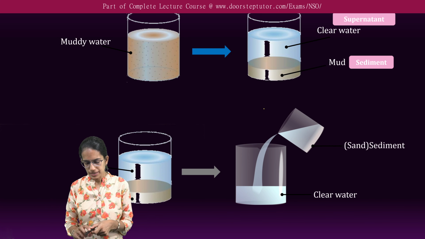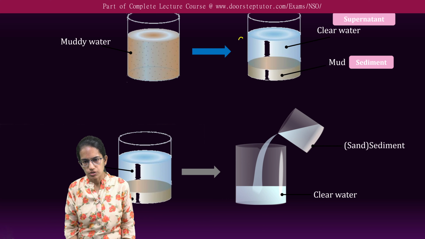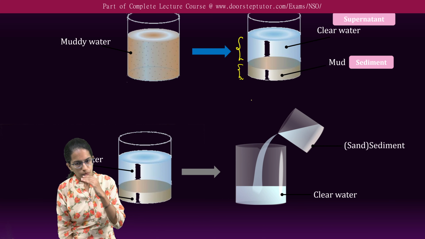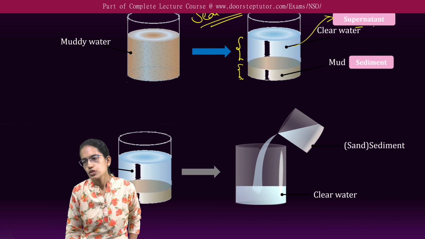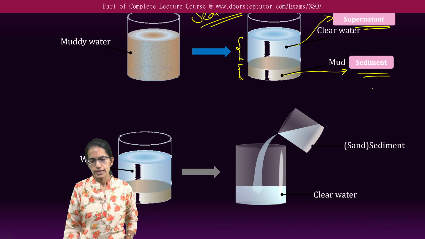So what would happen is the clear water would be seen on the top and the sand would be seen at the bottom. This process is known as sedimentation. So under sedimentation, the clear water on the top is called supernatant and the muddy water or the sand below is called sediment.